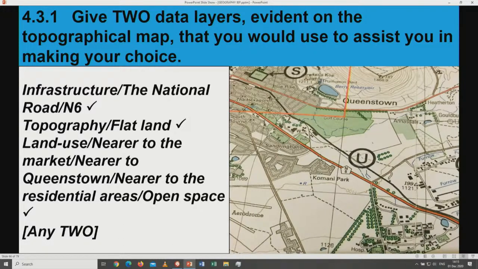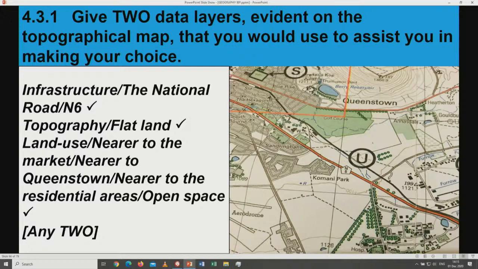The question says, give two data layers evident on the topographical map that you will use to assist you in making your choice. The layers now, when you look at this map, look at this clip in front of you. There are different layers in this map. There are layers of roads. We call those layers the infrastructure layer. There is a layer of topography, where we have your spot heights, your contour lines.